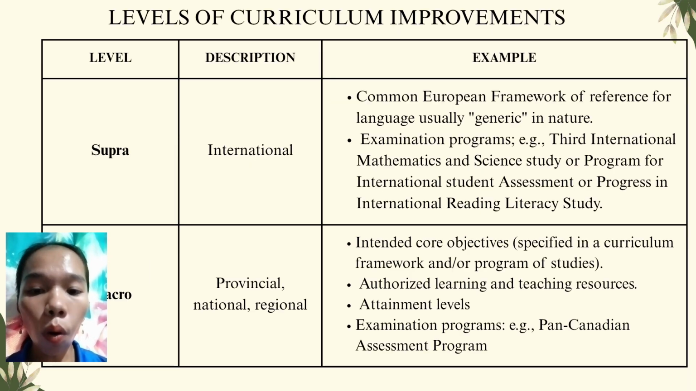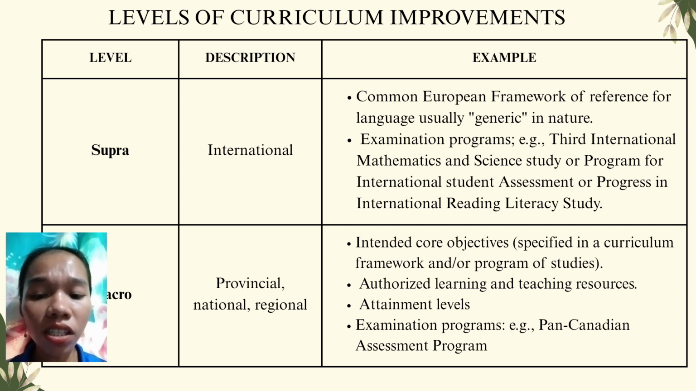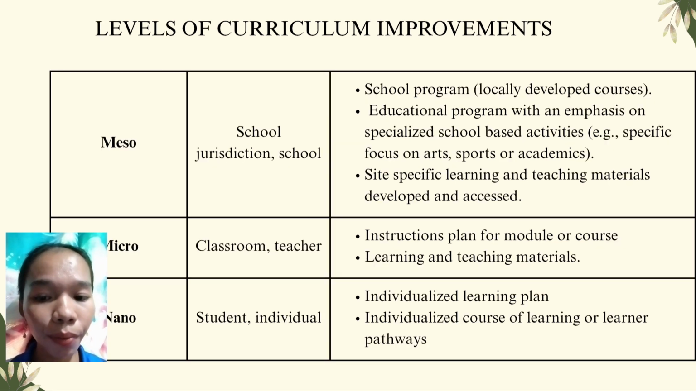And these are the other levels of curriculum improvement. 1. Supra. 2. Macro. 3. Meso. 4. Micro. 5. Nano. So what are these levels of curriculum improvement?